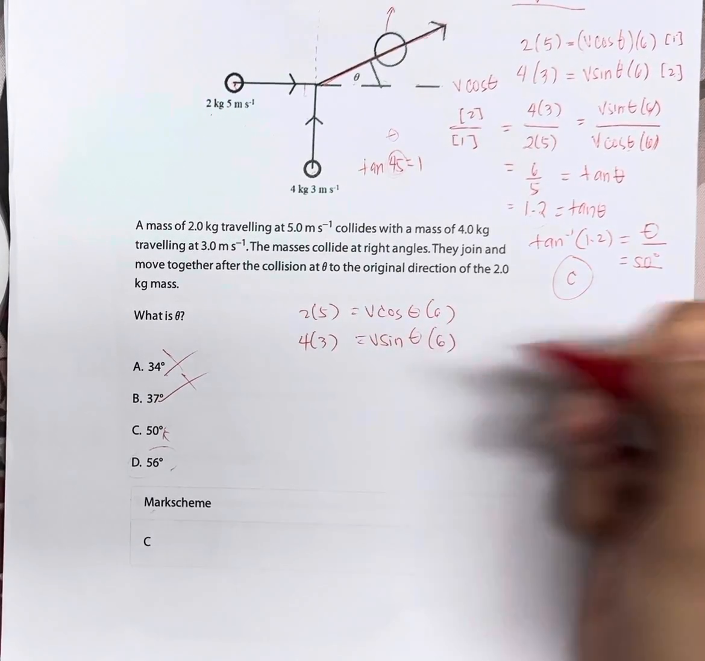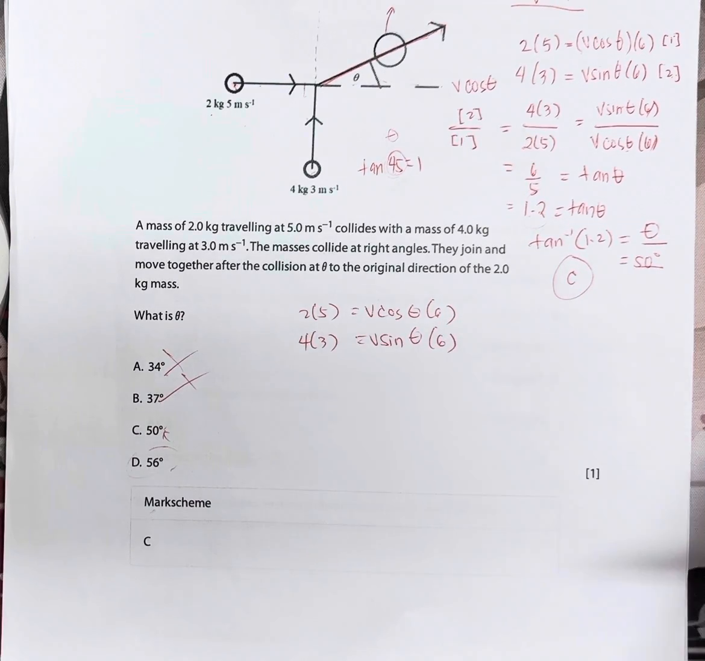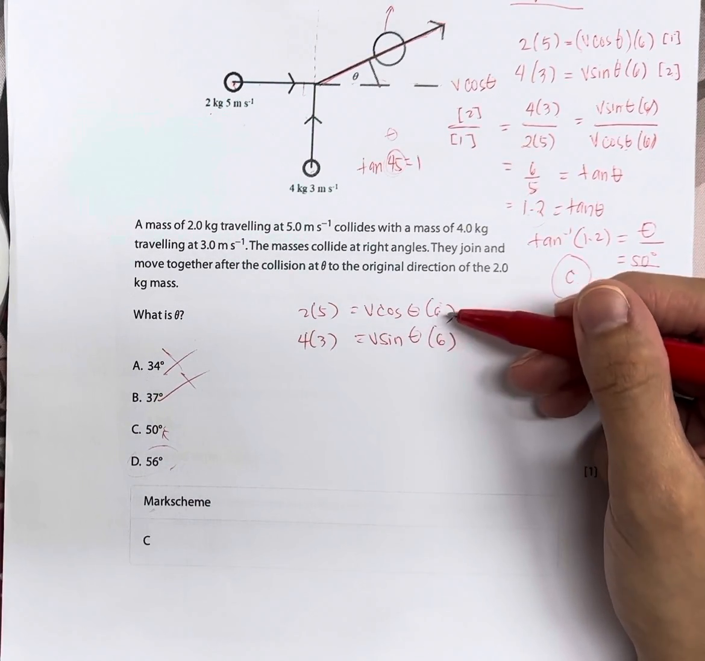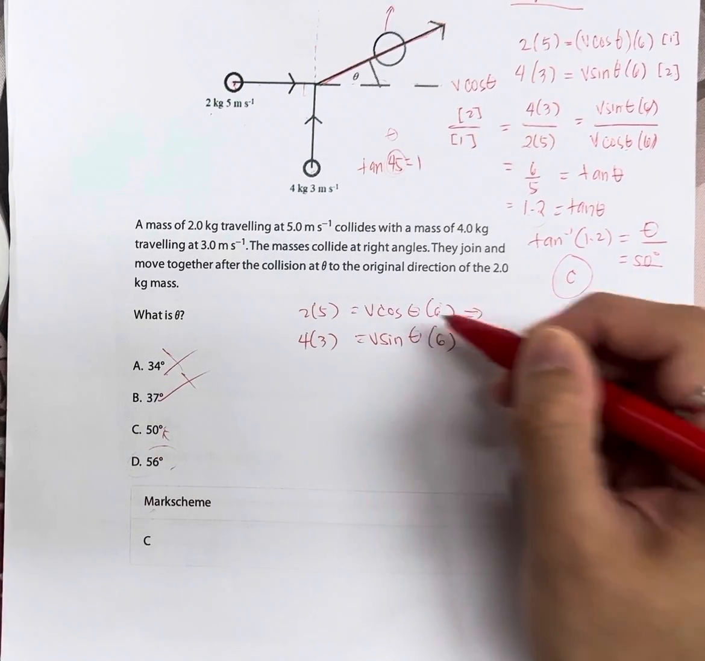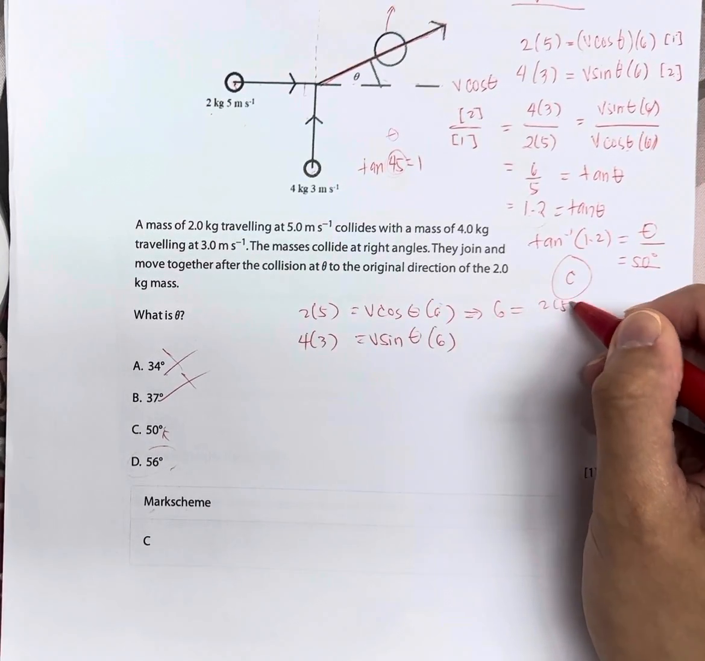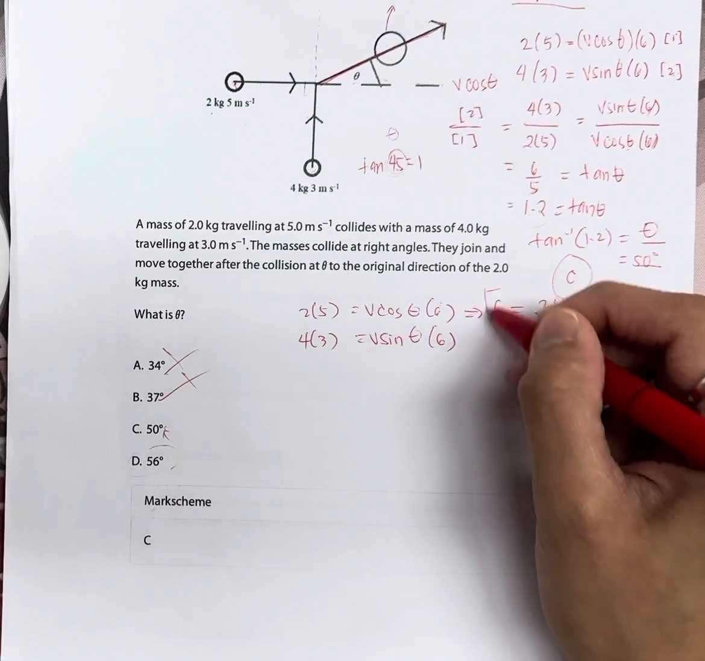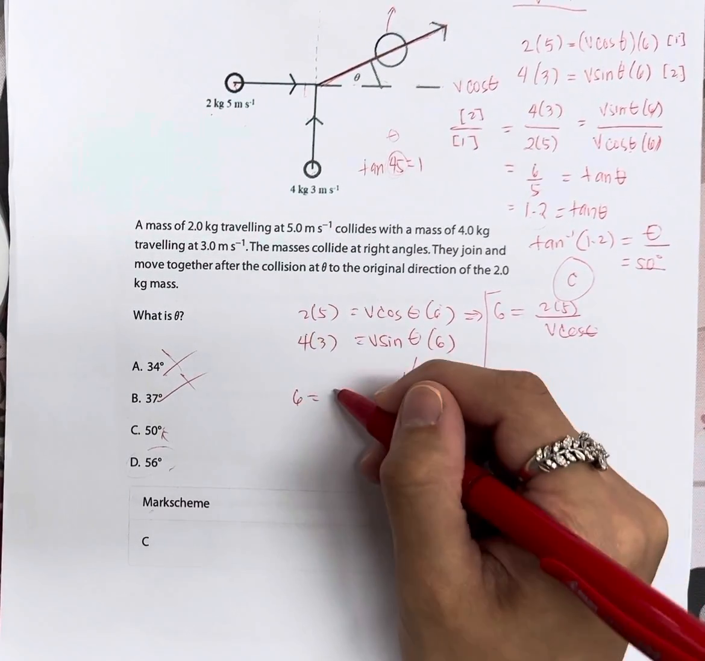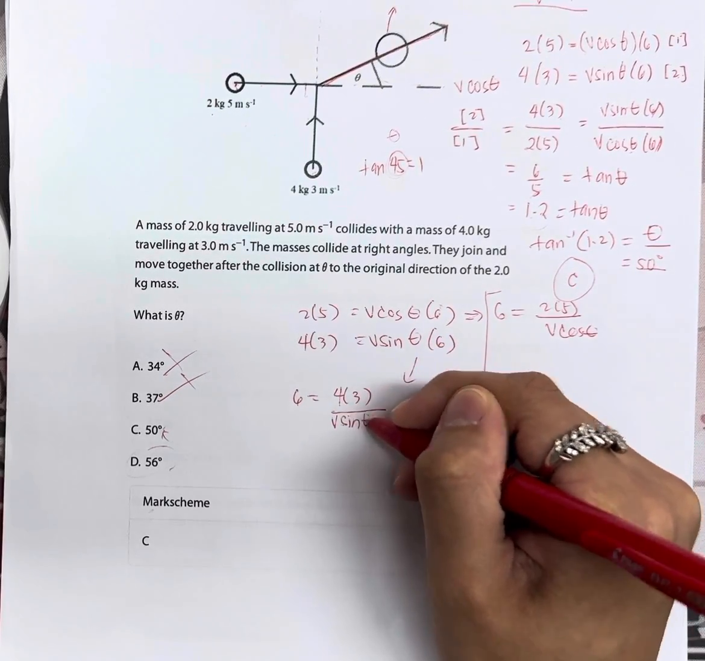Now, I can set these two equal to each other. What do they have in common? Both of these equations have 6 in common. So if I want to isolate 6, that's going to be 2 times 5 divided by v cosine of theta. And for the second one, I could also do the same thing. 6 is equal to 4 times 3 over v sine theta.